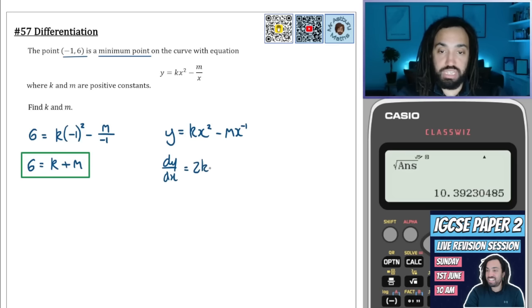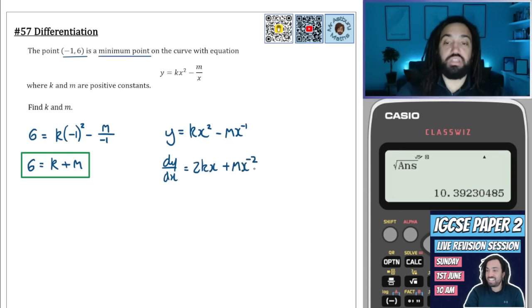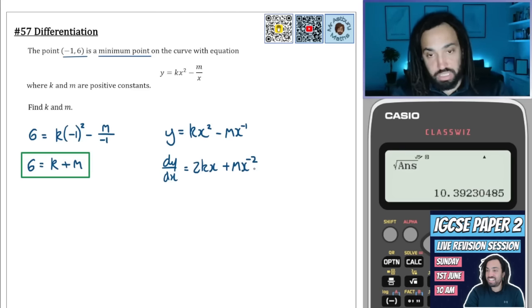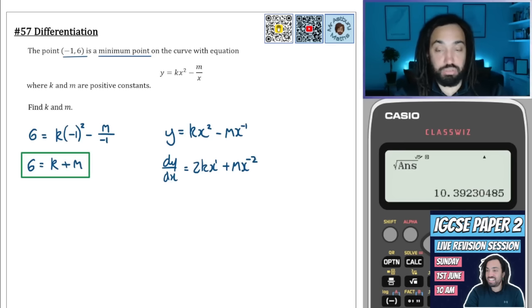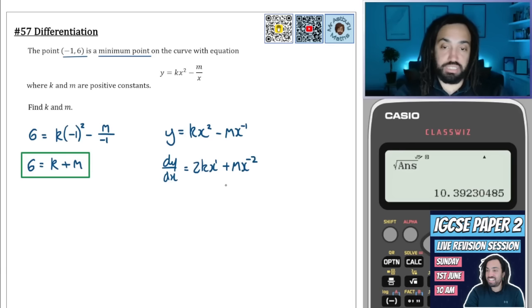We get 2kx plus, because the minus 1 will times by the minus here, m, and then we have to drop the power down by 1. Now, I haven't really explained this, but m and k are constants, so we don't need to do any sort of differentiating of them. We only differentiate the x's. So that's why here with the x squared, the 2 came down, and then we dropped the power down by 1. And then here with the x to the minus 1, again the power came down, and then we dropped the power down by 1. So we just differentiate the x's.